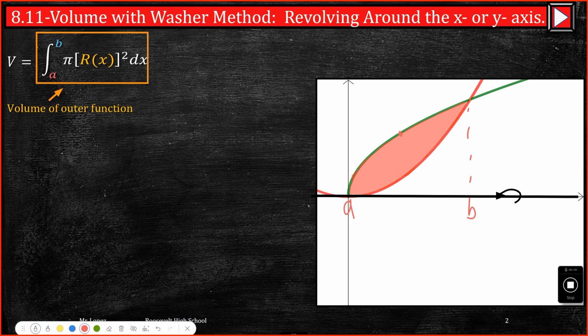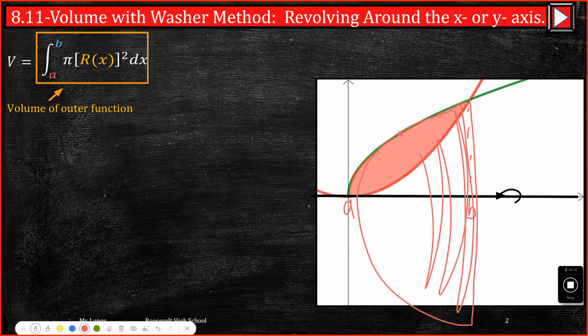So the volume of the outer function, basically, wouldn't it be like the whole thing? Then it would be a watermelon that would just be cut in half. No, it has completely everything.